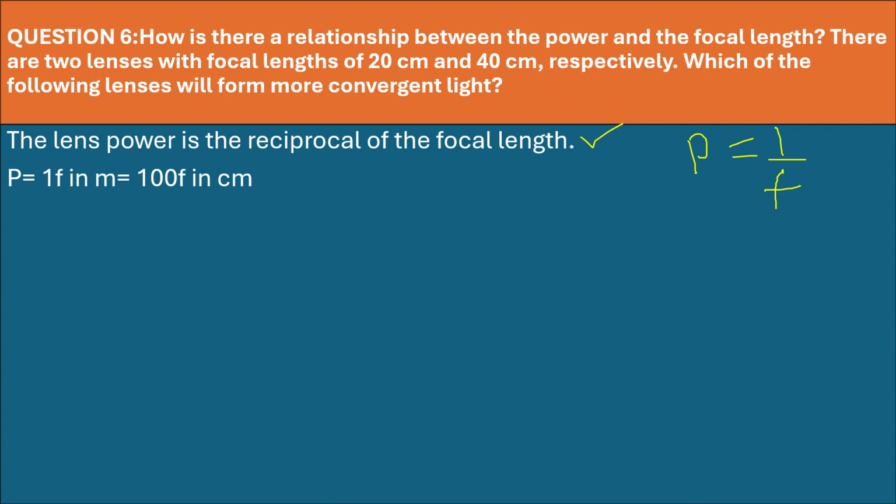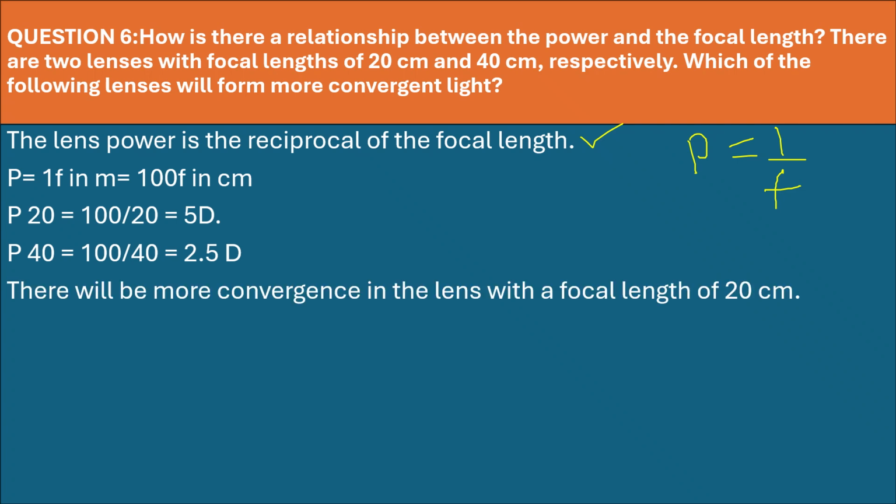For power, that is 1 over focal length, and we have converted the focal length into meters, so it is 100 over focal length in centimeters. Likewise for 20, it is 100 upon 20, which gives you 5D, that is 5 diopter. For 40, it will be 100 upon 40, which is 2.5 diopter. So the light will be more convergent in the lens with a focal length of 20 centimeter.